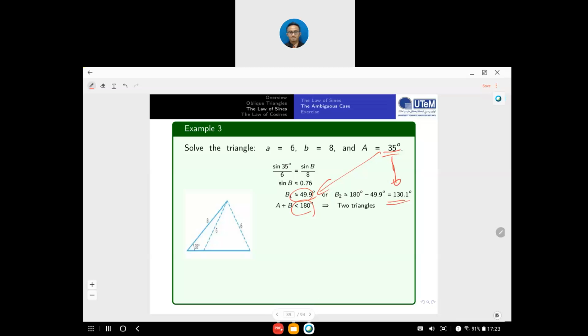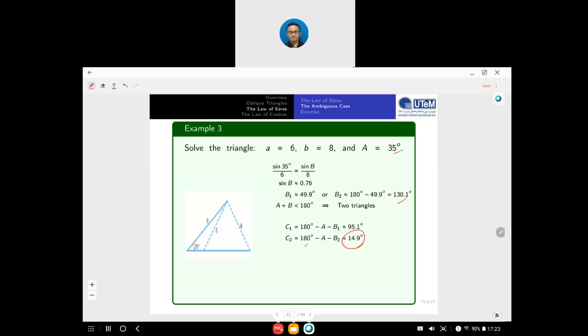Since this solution is two triangles, you need to find C1 and C2 also. C1 is 180 minus A minus B1, which is 49.9 and 35. So you get 95.1. And then C2 is 180 minus 35 and then minus 130.1. So you get 14.9 degrees. That is for C1 and C2.